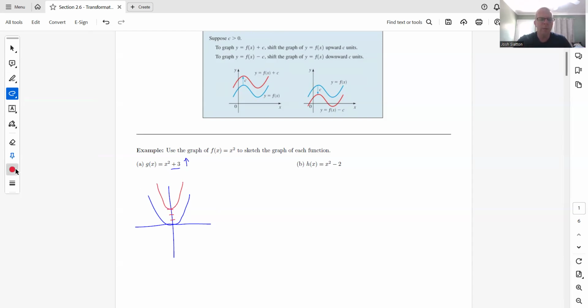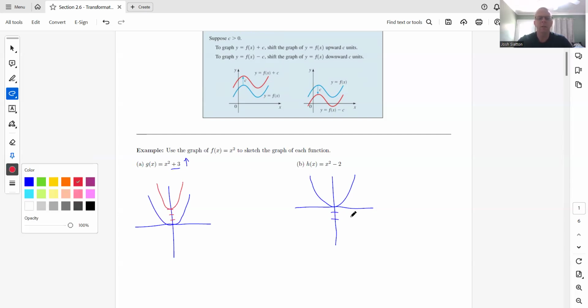Similarly, part B, h of x is x squared minus 2. So we can plot x squared. It would look like that. And now the minus 2 would go down 2. We'll do that one in red, and it will look something like that. So we're just moving it down 2.